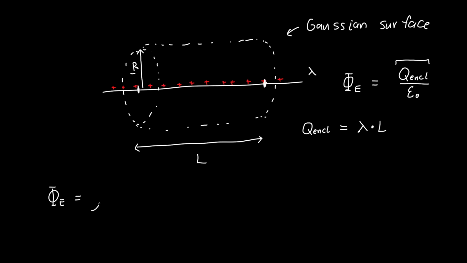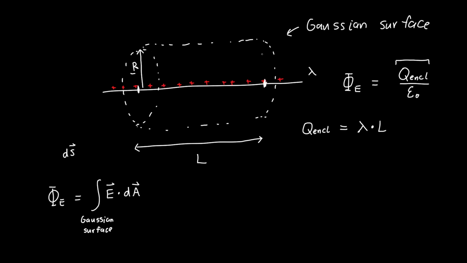Well, we know that this is equal to the integral over our Gaussian surface of the electric field dotted with the area unit vector. Sometimes you'll see this written as ds instead of dA. So what is this integral?